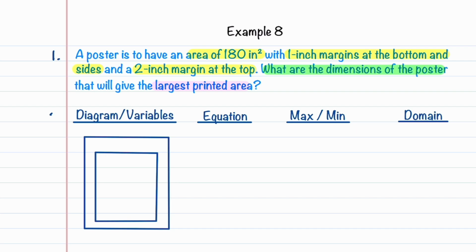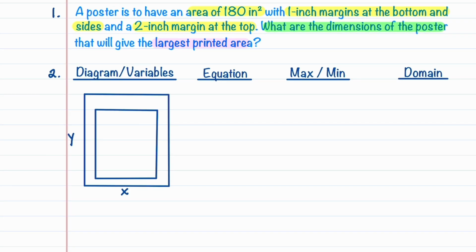Our second step is to fill in this chart that I've listed, and we'll start with the one on the left, the diagram and variables. We want to find eventually the dimensions of the poster. That's going to clue us in that we need to make the width of the poster equal to a variable x and the height of the poster equal to a variable y. Let's write that down. X is the width of the poster, and y is the height of the poster.